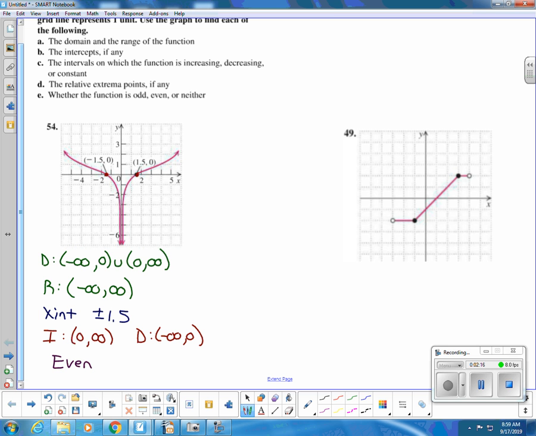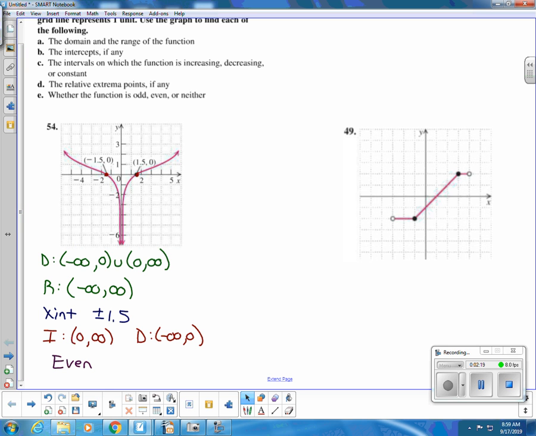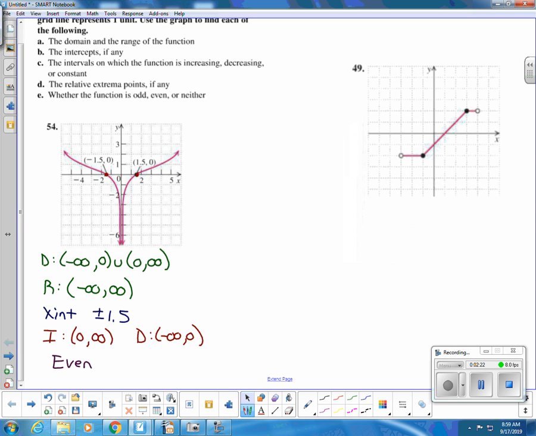Okay. On this other one, the domain from left to right. On the left, it's an open circle at negative 3. It continues on to an open circle at 4. The range, the lowest it goes is negative 2, and it includes negative 2. And the highest it goes is positive 2, and again, it includes positive 2. Those are points that are actually included there. X-intercepts, it appears to be at 1, and the y-intercept appears to be at negative 1.